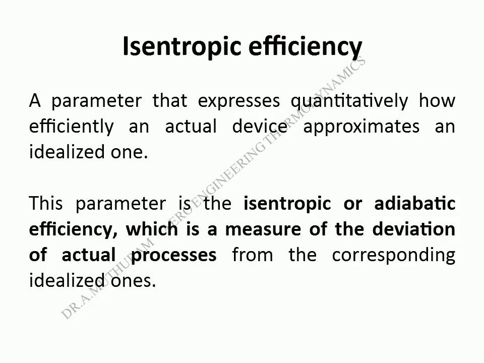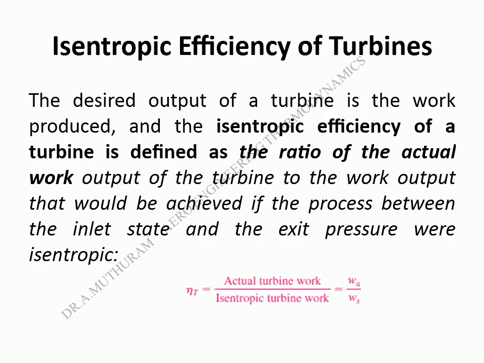Isentropic efficiency. A parameter that expresses quantitatively how efficiently an actual device approximates an idealized one. This parameter is the isentropic or adiabatic efficiency, which is a measure of the deviation of actual processes from the corresponding idealized ones. Isentropic efficiency of turbines.